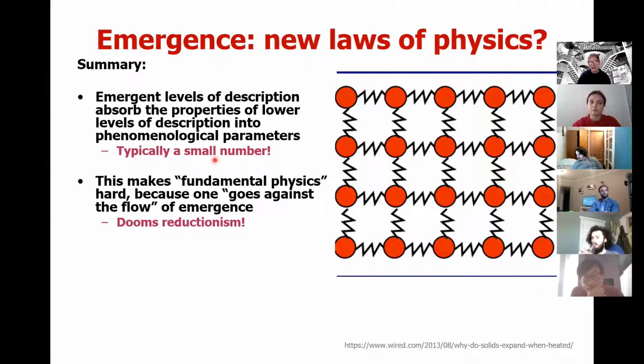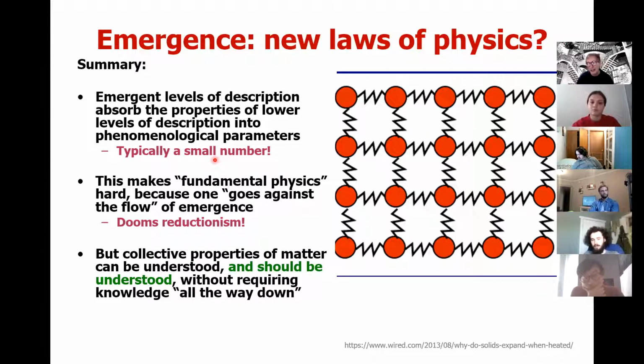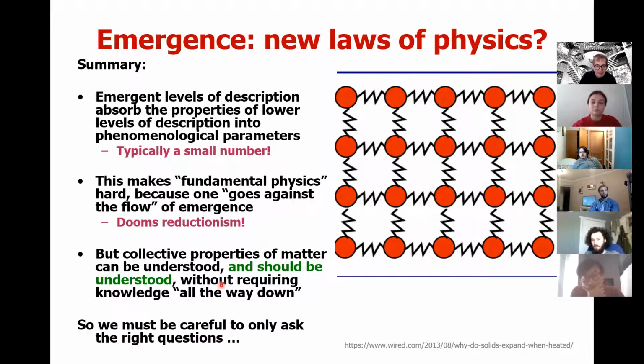And so what that says is the idea of reductionism is kind of doomed right at the outset. You're never going to be able to find the ultimate level of description, if such a thing even exists, which I doubt. But anyway, the collective properties of matter can be understood, and should be understood, without requiring knowledge all the way down of the different levels of description, and that's kind of what this course is about. So we have to ask only the right questions.